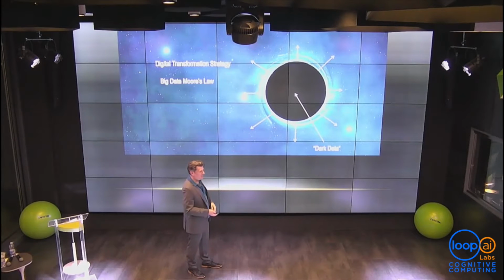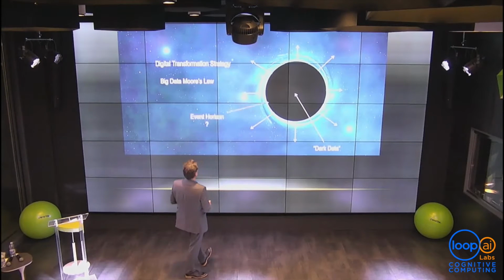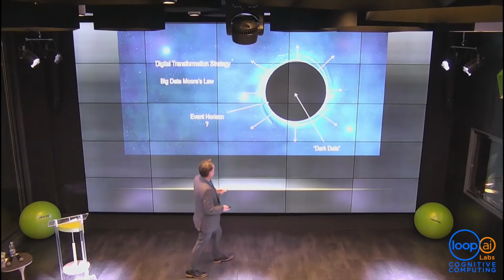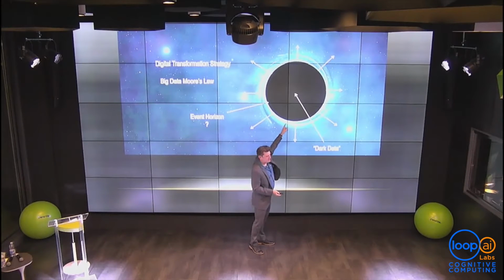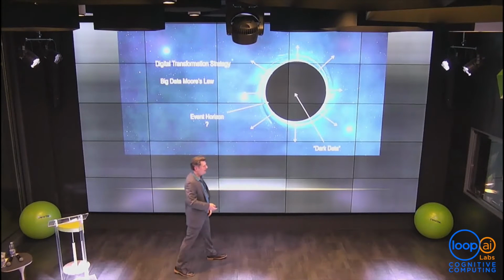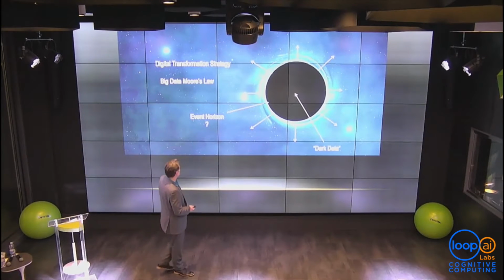And there's a kind of big data Moore's law going on, where this supermassive black hole is getting bigger and bigger, and it can't come out because of this event horizon. The event horizon around a black hole is the place where light can't come out. Once it goes in, it's gone. So data that goes in there is hard to get back out.